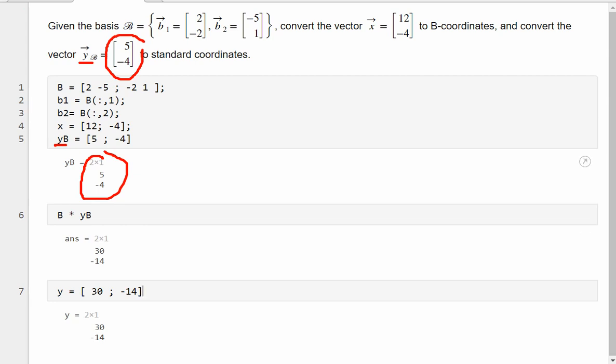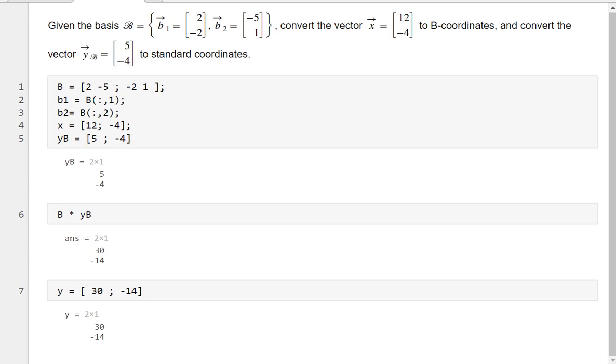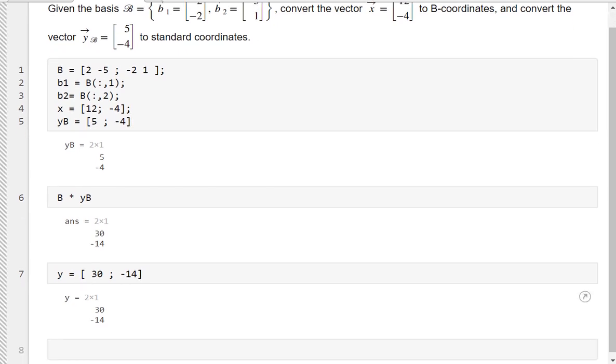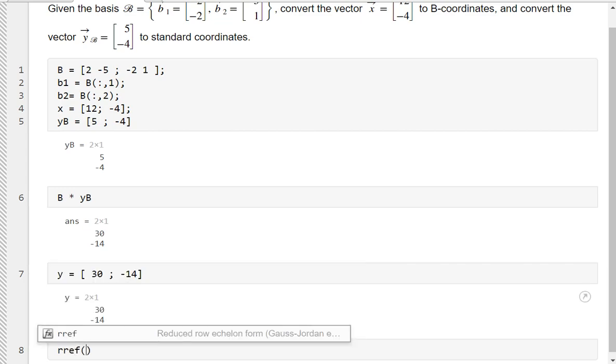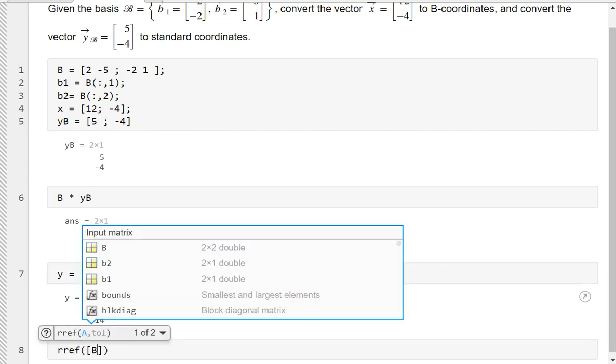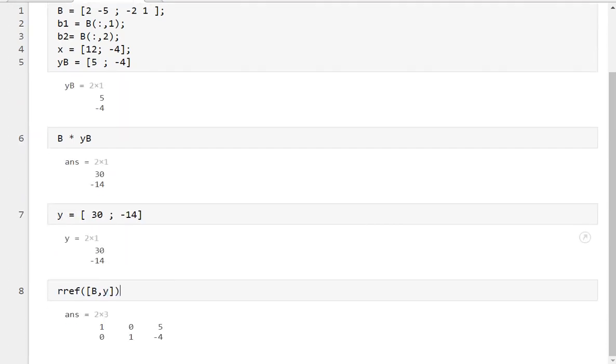Why am I putting it in standard coordinates? Well, of course, I want to see if it works, right? So let me come down here and do the row reducing that we did before for x. So if I do the row reduced form of the augmented matrix b comma y, then I should get the original matrix back. And you see that the linear dependence relation that we come up with is 5 times the first vector minus 4 times the second. Well, you know what? Those are the b coordinates of y, right?